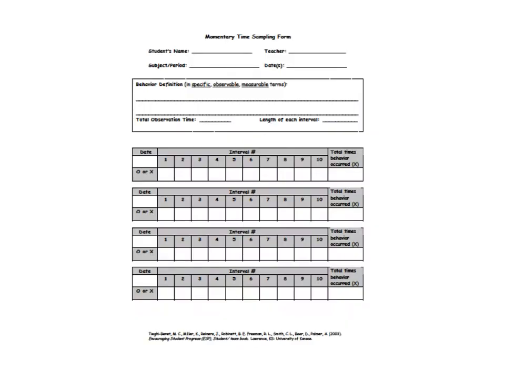Time sampling form. So time sampling is very similar to interval recording, but you are going to use larger interval, like 2 minutes, 3 minutes, and then you will set the timer for 2 minutes or 3 minutes, whatever number you set. Whenever the timer goes off, you will look up and see if the child is engaging in the target behavior at that moment. If you see the behavior at that moment, you will mark in the interval as occurrence.